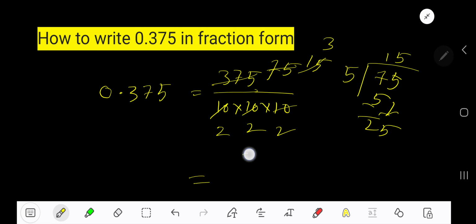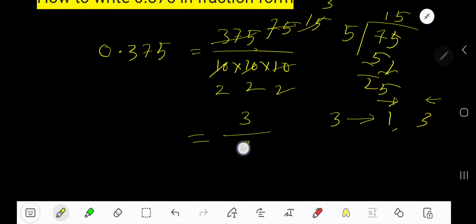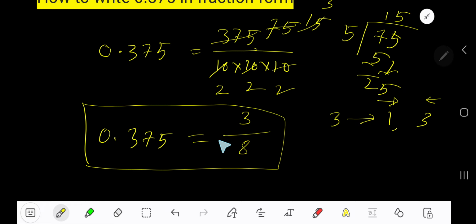Now look, 3 is a prime number as it has only two factors, 1 and 3, that is 1 and itself. 2 times 2 is 4, 4 times 2 is 8. Since the numerator is a prime number, the only factor that is common between these two numbers is 1. If you divide this and this by 1, you will get the same thing. So 0.375 as a fraction in simplest form is this.